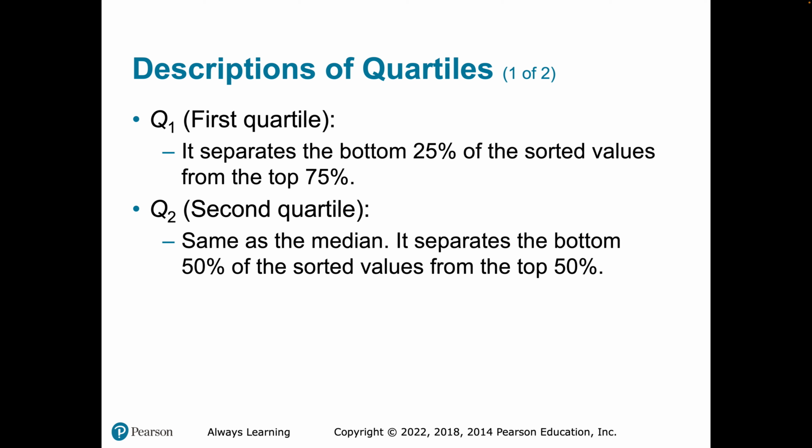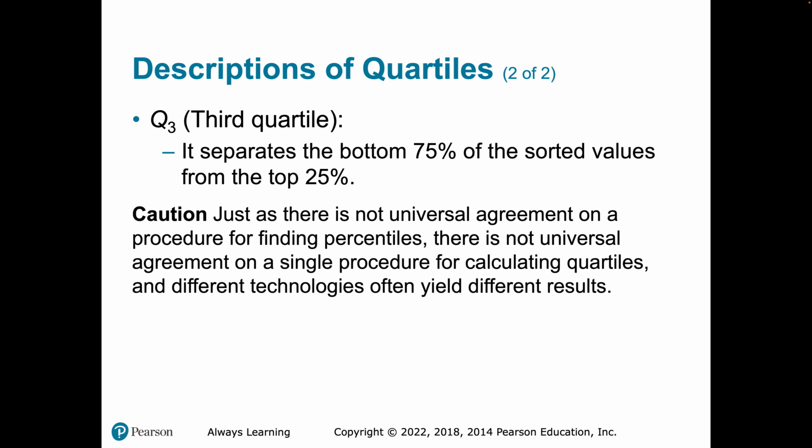So the first quartile is, again, I've defined this previously, so I won't go into a lot of detail here, but it separates the bottom 25% from the top 75%. The median separates the bottom 50% from the top 50%. And the third quartile separates the bottom 75% from the top 25%.